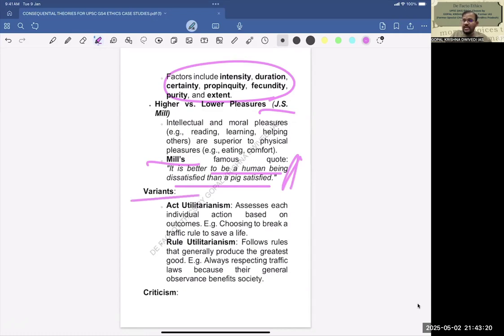Now, there are again two variants of this utilitarianism: act utilitarianism and rule utilitarianism.